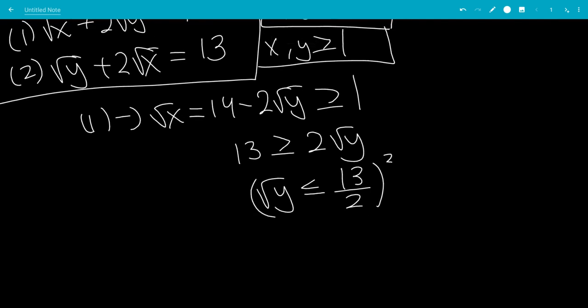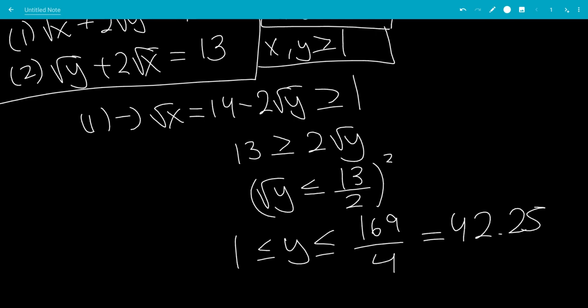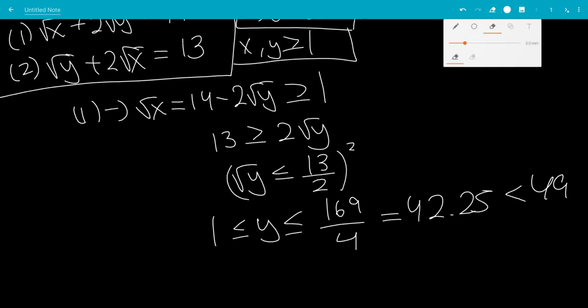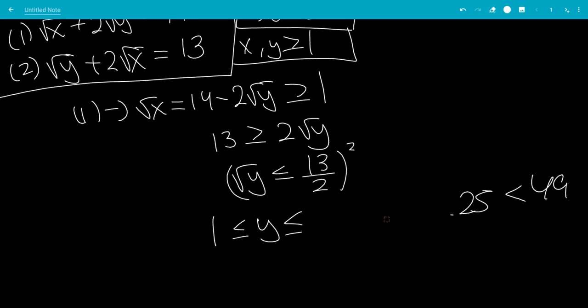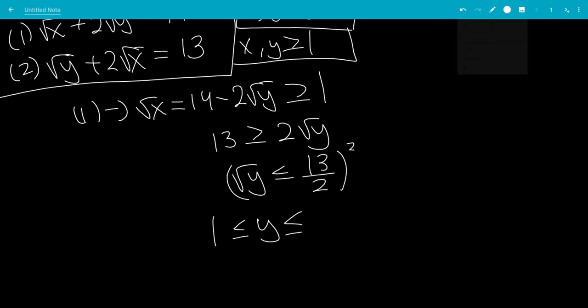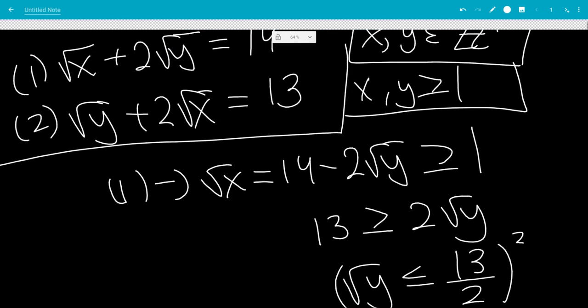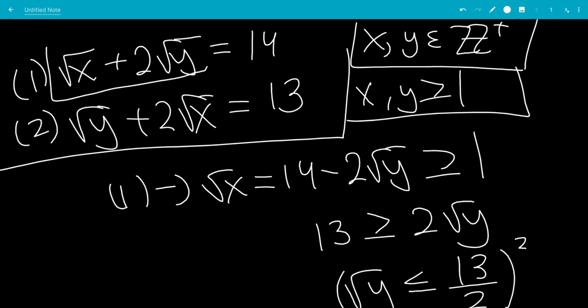We're going to square both sides, knowing that y has to be bigger than or equal to 1 already. So y is bigger than or equal to 1, but less than or equal to the square of 13 over 2, which is 169 over 4, which is 42.25, which is definitely less than 49. What that really means is that y is a square between 1 and 36. So this has to be a square. Now why is that a square? Because you have two things that equal an integer, which means they both have to be integers.